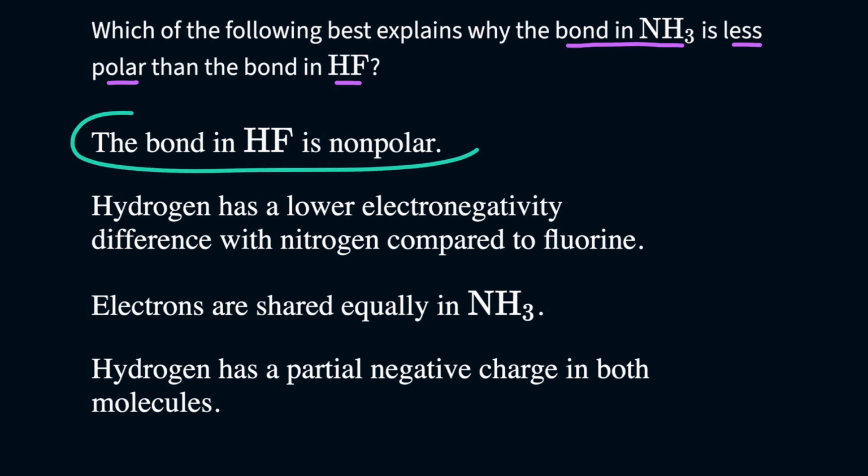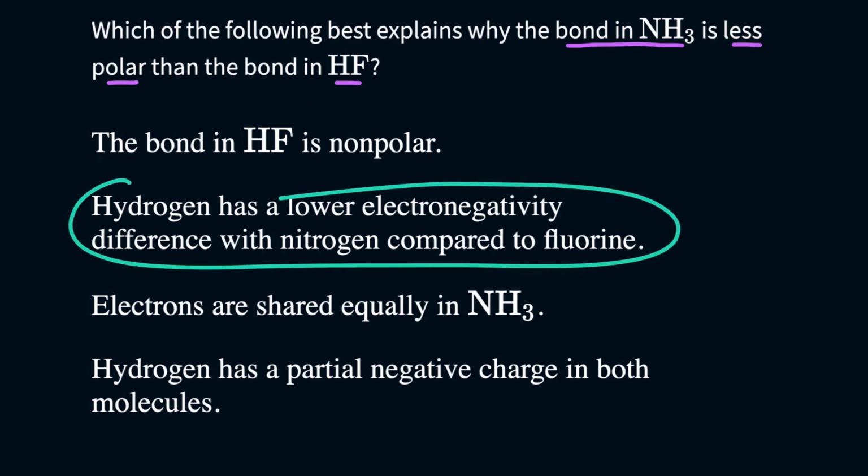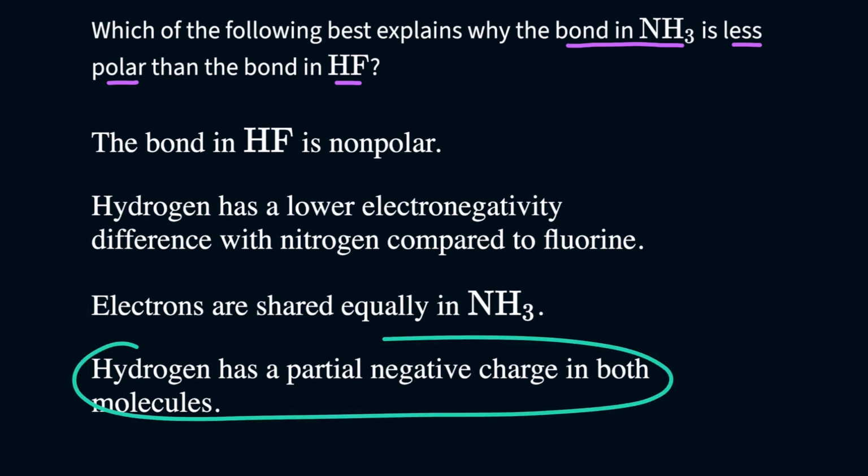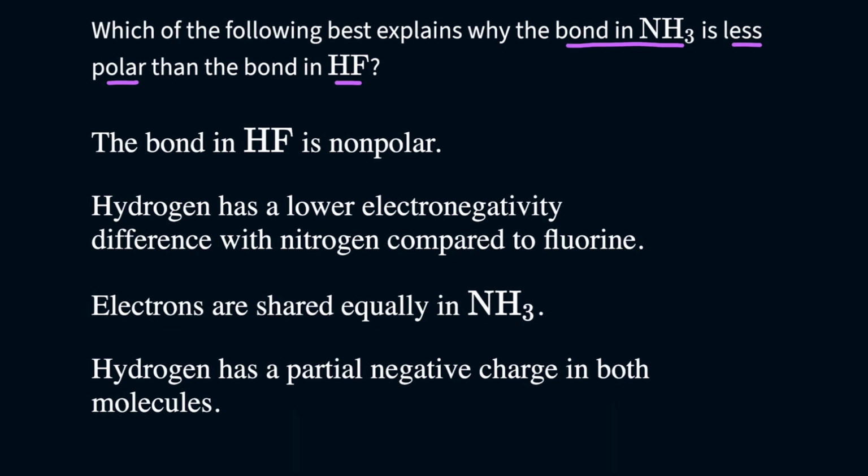Well, is it because the bond in HF is nonpolar? Hydrogen has a lower electronegativity difference with nitrogen compared to fluorine. Electrons are shared equally in nitrogen and hydrogen in NH3, or does hydrogen have a partial negative charge in both molecules? Okay, so let's write out the facts and then we'll start introducing topics to get to the correct answer.